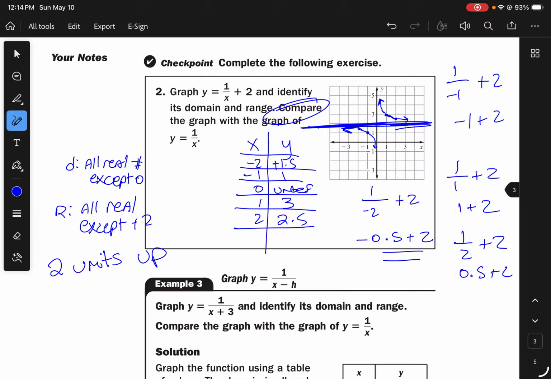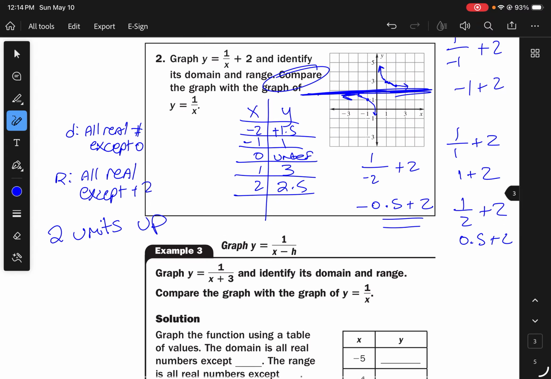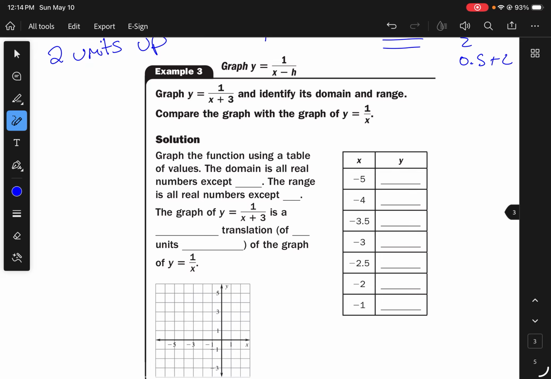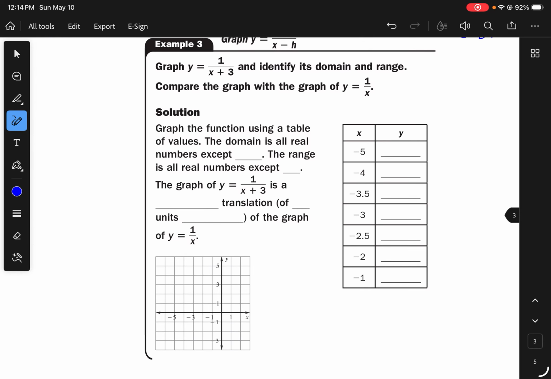All right, beautiful. Let's try the next one. See, the next one here is like a 1 over x minus h, so it's slightly different. Take a moment, pause the video, fill out the table. All right, thank you for pausing and filling that out. You got -0.5, -1, -2, undefined.